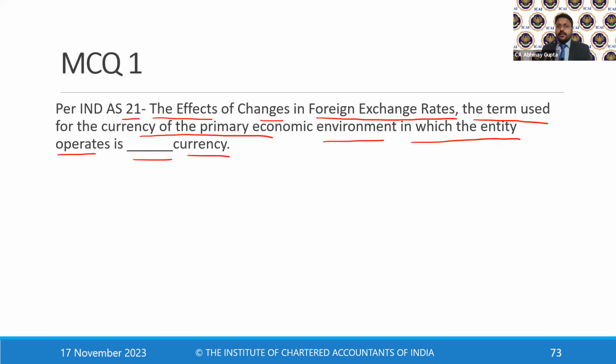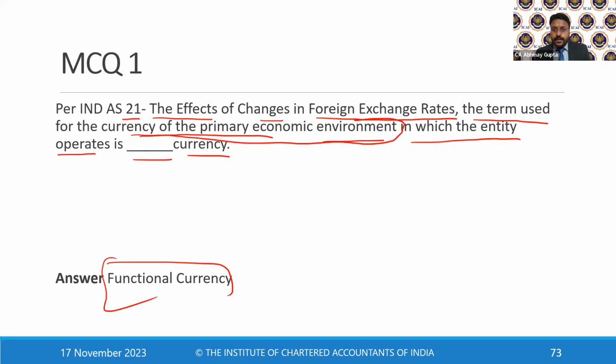If it is the functional currency, then functional and presentation currencies are the same. If it is not the functional currency, then it could be one of the foreign currencies, so that currency would be foreign currency as well as the presentation currency. Now, what would be the answer? The answer would be functional currency. Why? Because the currency of the primary economic environment in which the entity operates is the functional currency. This is the definition of functional currency given by the standard, right?